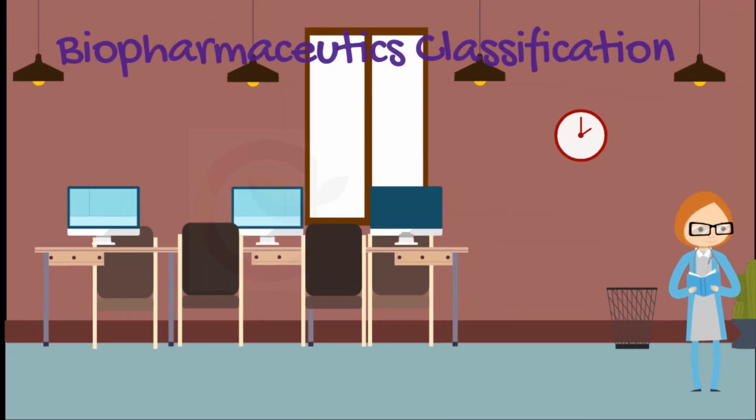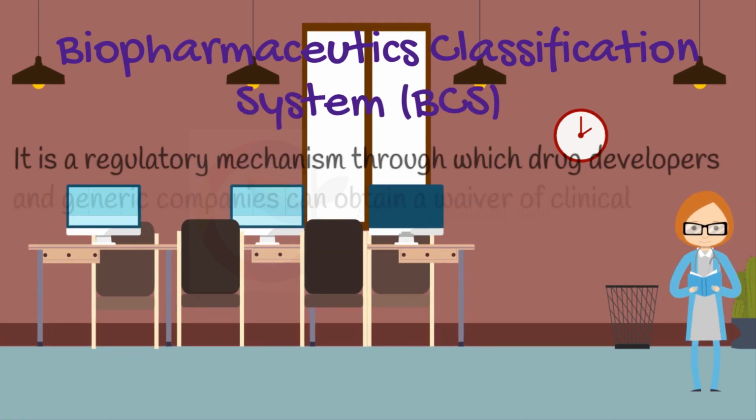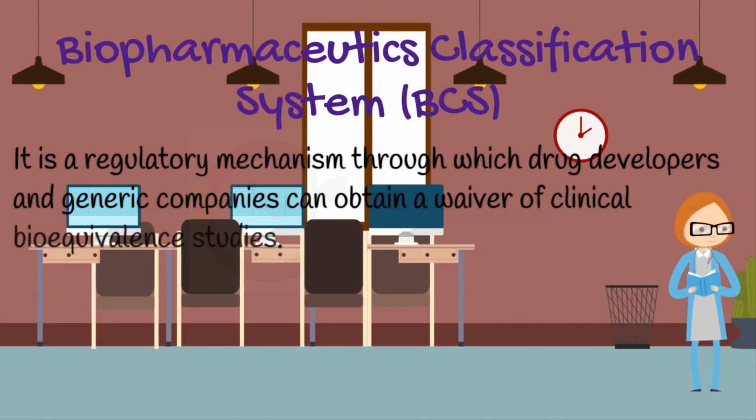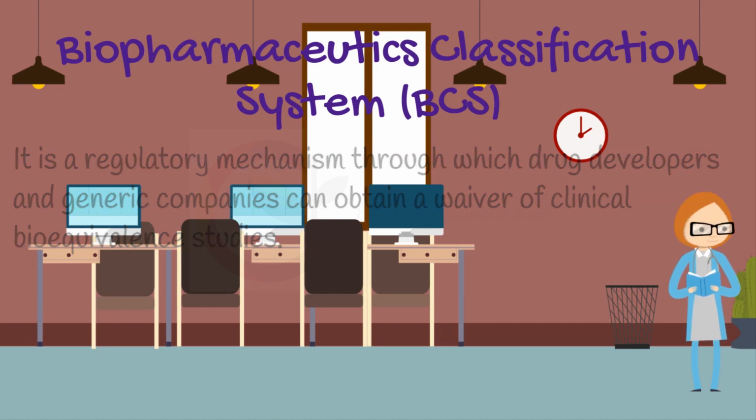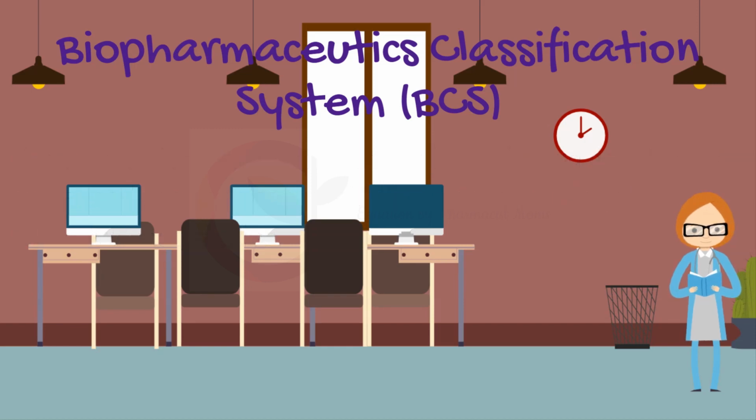Alongside this is Biopharmaceutics Classification System or BCS. Biopharmaceutics Classification System or BCS is a regulatory mechanism through which drug developers and generic companies can obtain a waiver of clinical bioequivalence studies, also called a biowaiver. BCS divides compounds into 4 categories based on their permeability and solubility.